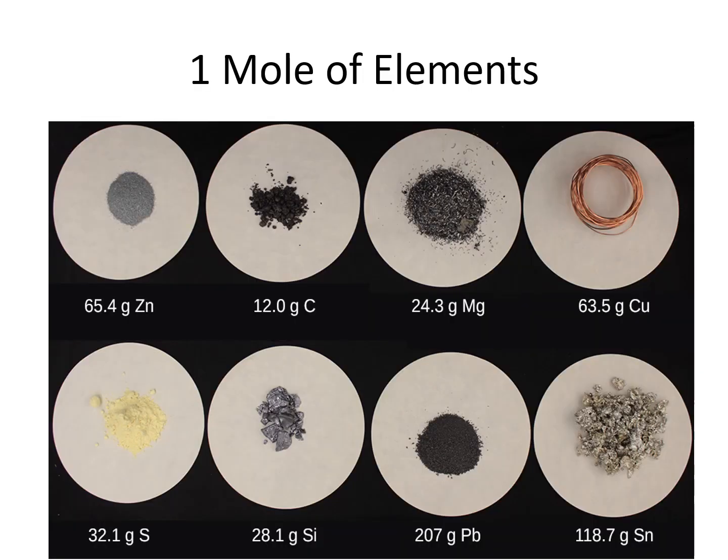This slide shows 1 mole of some different elements. Notice that the masses are different for different elements. However, each weigh paper in the picture has 6.022 times 10 to the 23rd atoms, or in other words, 1 mole of atoms. For example, 1 mole of zinc atoms weighs 65.4 grams. If you look up zinc on the periodic table, you will see 65.4 as its molar mass.